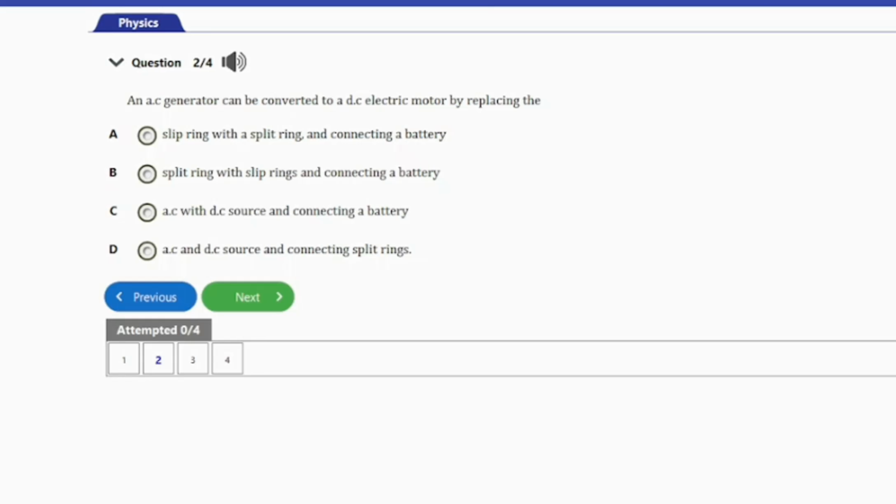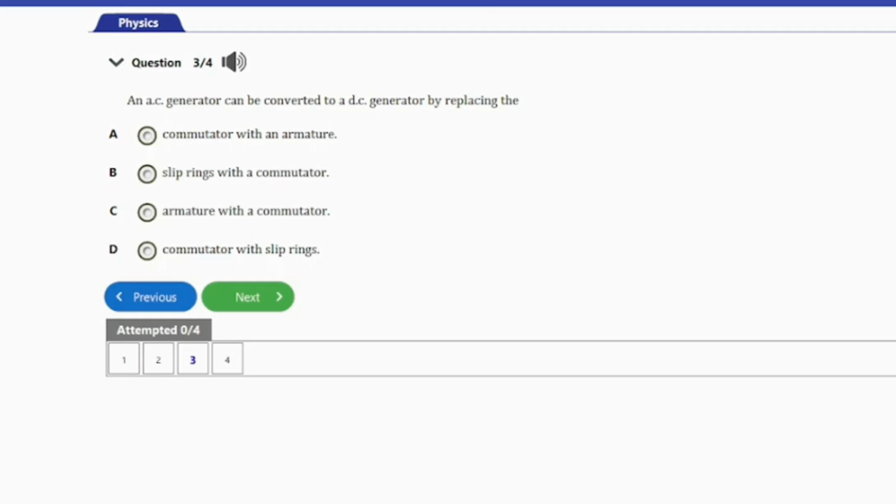So let's go ahead and consider the next question. And that's question number 3 here. It says, an AC generator can be converted to a DC generator by replacing the A, commutator with an armature, B, slip ring with a commutator, C, armature with a commutator, D, commutator with slip rings. The answer to this question is option B here. We can convert an AC generator to a DC generator by replacing the slip rings with a commutator. And that's it for this question.